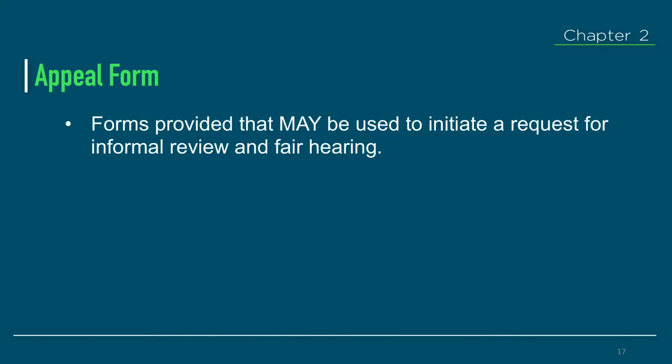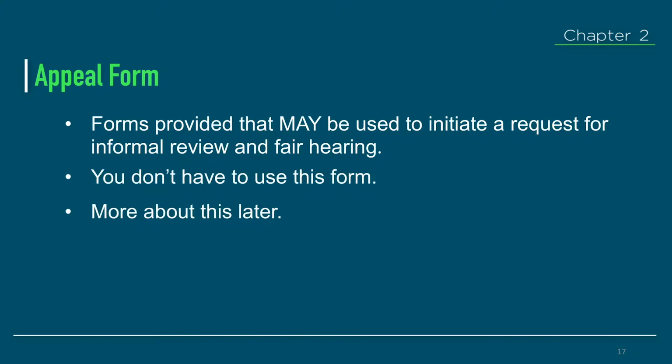The next section of the budget notice is the appeal form. The appeal form provides one way that you may request an appeal. It's not mandatory to use the appeal form. You don't have to use that form, and we'll talk more later in this process about whether to use the appeal form or whether to use other methods of perfecting an appeal. But let's go ahead and take a look at the form itself.